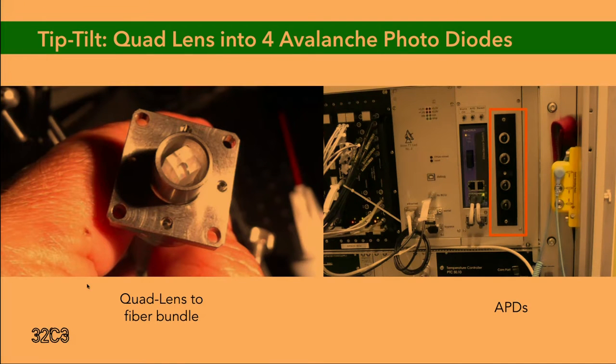The tip tilt is much, much easier because, you remember, this is just the moving around. So you have 4 quadrants in a little cell, and if it moves up, down, left, right, you can easily detect that, and that is fed into an array of 4 avalanche photodiodes to record this. And for that, we don't need many photons, so this tip tilt star can be comparably dim.